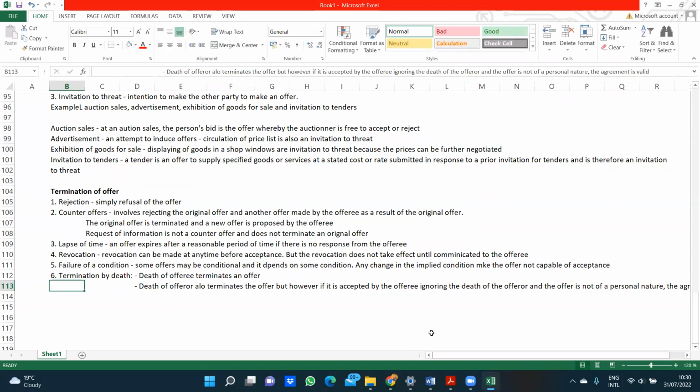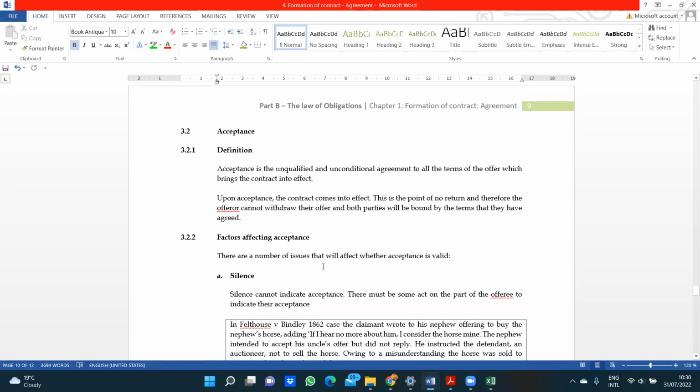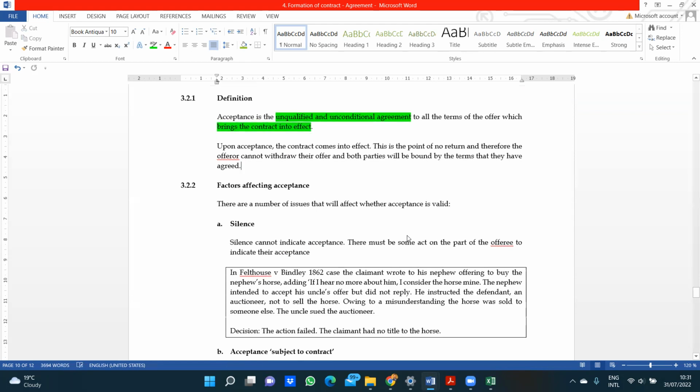Now let's move to the next part of the syllabus, which is acceptance. Acceptance is simply unqualified and unconditional agreement to all terms, which brings the parties into effect. Here, the offer has been made, it has now been accepted, and the acceptance itself binds the parties under the contract. When there is an acceptance, there is an agreement. The agreement is valid, and now it brings the parties into a contract, with the contract coming into effect.